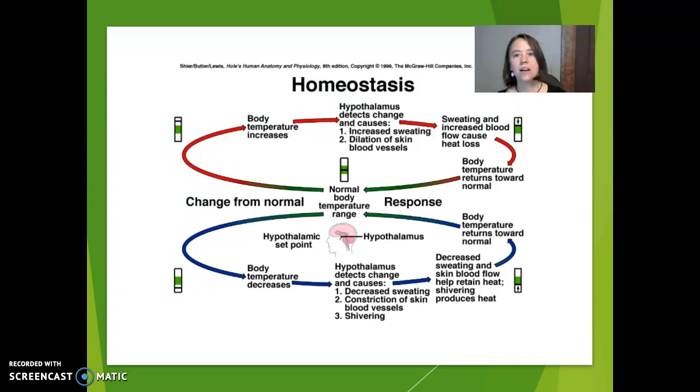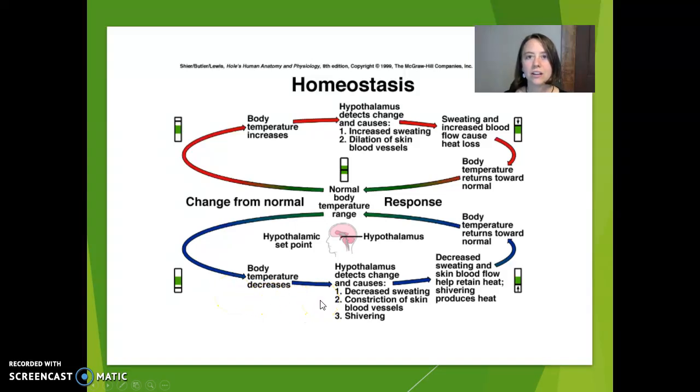If you have not been filling out your worksheet, please make sure you get that and are filling it out with the diagram. If you remember, we talked about what mechanisms happened when your body temperature increased above the normal range. Now let's see what happens when the body temperature decreases below the normal range.